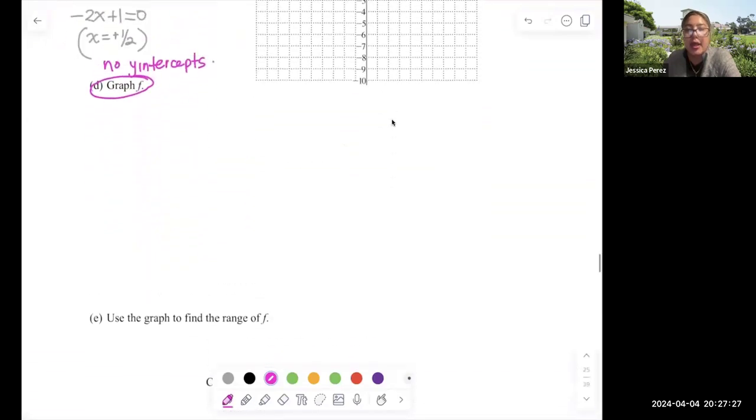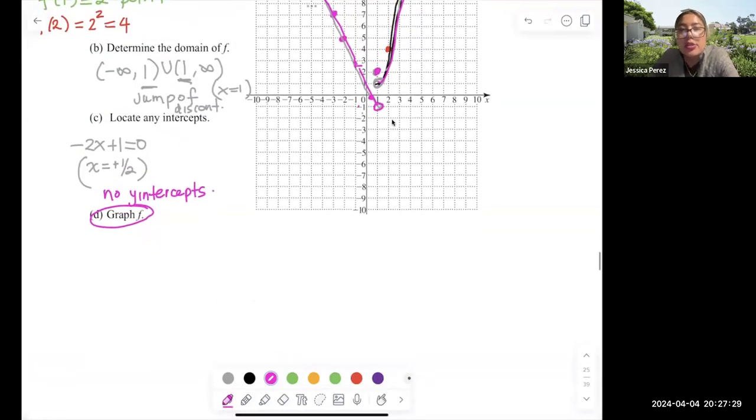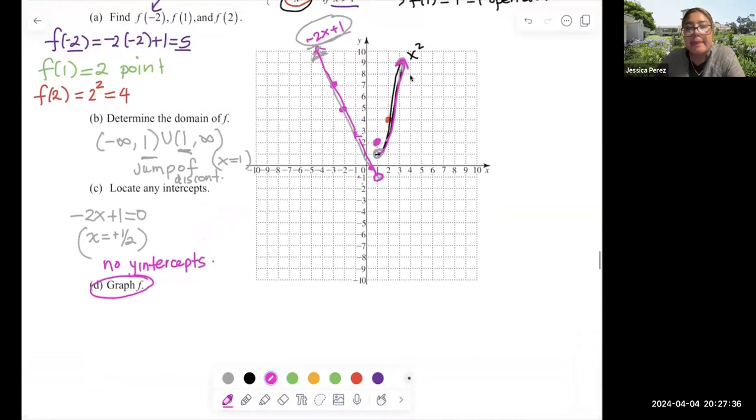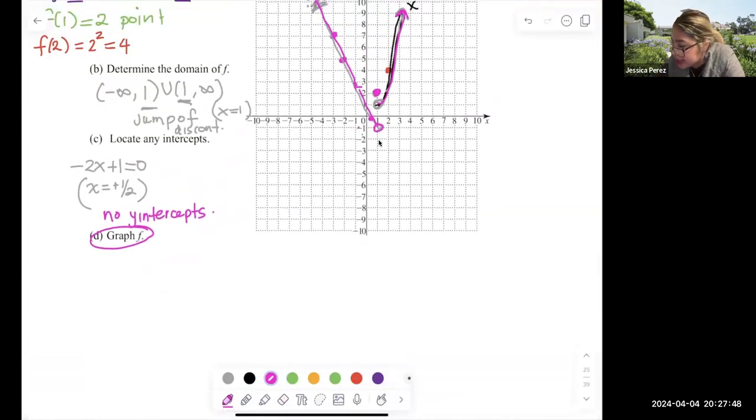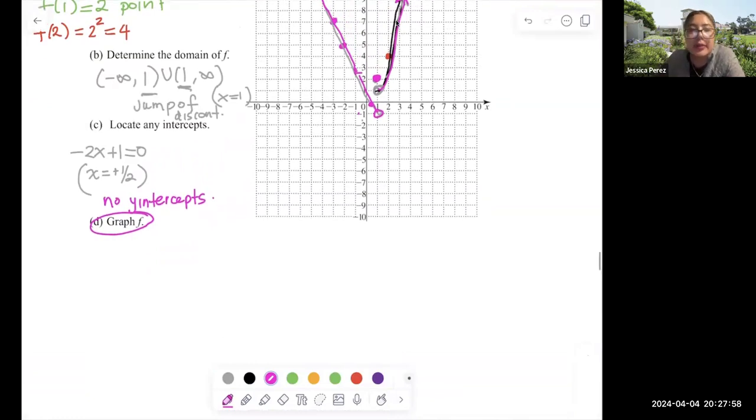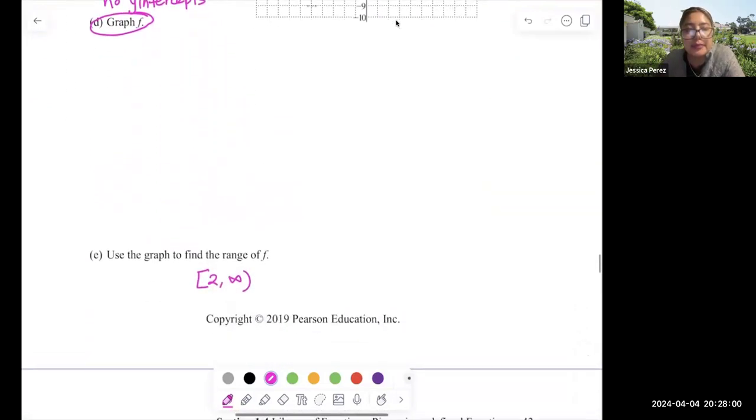Okay. What about the range? What would be the lowest point and the highest point? Well, the lowest point would be here at the value 2, so the range is 2 to infinity. Because this is by itself, this little 2, this point 1, 2, that's the lowest point, and the highest point would be infinity because your graphs are going upward to infinity.